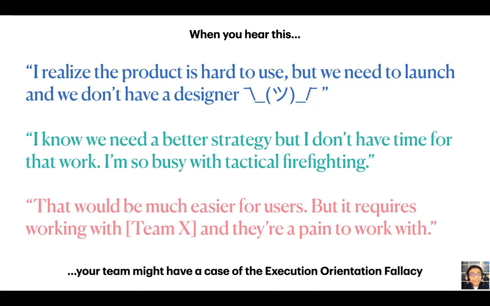This is especially common in product cultures where shipping something, anything, is lauded and rewarded. When I talk to product leaders and startup CEOs, the execution orientation fallacy comes up all the time. They want their teams to think bigger, to not be fazed by current limitations. They want their product managers to exhibit higher agency and ambition.